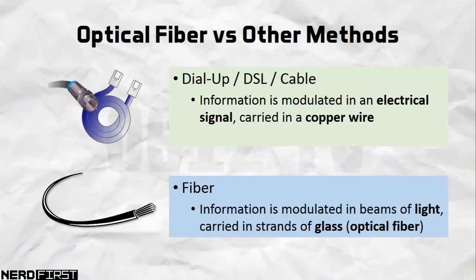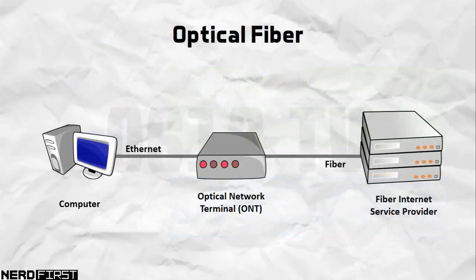I mean, for all the technologies we've seen so far, we are almost always using copper wire. We're using electrical signals in a wire to represent information. Fiber, on the other hand, modulates information in beams of light, carried in strands of glass basically, which is what we call optical fiber. When it comes to fiber, a dedicated line must be run to your home. You fairly certainly do not already have fiber just sitting there waiting for you, and in other words, if you wanted fiber, well, they've got to run it.